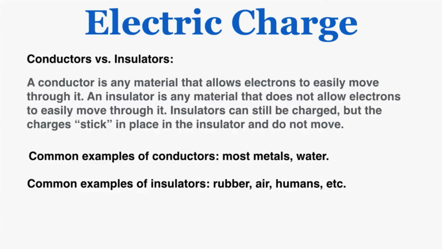One last note, you'll have to have a basic understanding of the difference between a conductor and an insulator. A conductor is any material that allows electrons to easily move through it, and an insulator is any material that does not allow electrons to easily move through it. Insulators can still be charged, but the charges stick in place in the insulator and do not move. Common examples of conductors are most metals and water, and examples of insulators are rubber, air, us (we ourselves are pretty good insulators), wood, things like that.